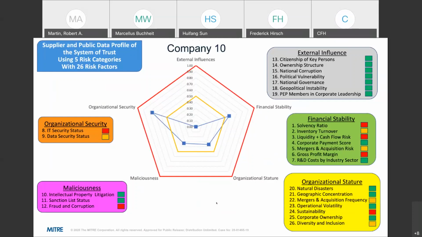Their organizational stature is basically good to moderate, but there's one hot spot there. And they're not looking very malicious, but there's one thing of concern there. But boy, they seem to have some trouble with their organizational security. So this would give you a quick way of digging in, and depending what you wanted this company to do, these different areas of findings may or may not be a hot button.